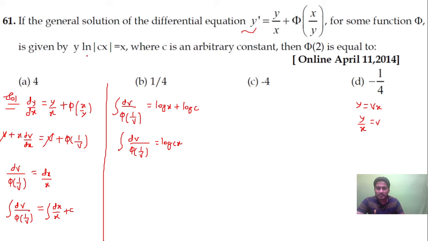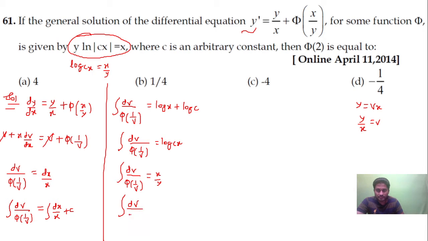And from this I can write this condition, which is already given in the question. So ln cx, that is log cx, is equal to x upon y. So the integration of dv divided by phi of 1 by v is equal to log cx, which will be equal to x by y. Now I can write this as the integration of dv divided by phi of 1 by v is equal to x by y, which is 1 by v, because y by x is equal to v.